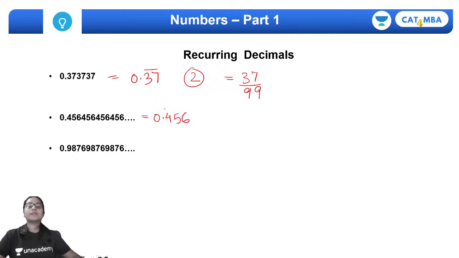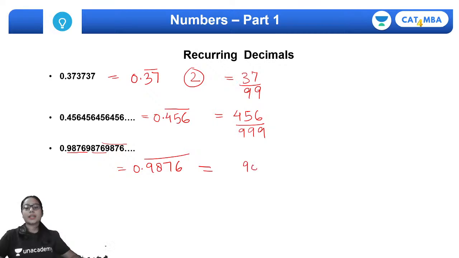Okay. Here, what is this number? 0.456 bar. 456 is getting repeated. Okay, so how many digits are getting repeated? 3. So I will write this number as 456 upon 999. Okay, pretty easy. Let's see this one. So this number is 0.9876 bar. 4 digits are getting repeated, right? 9876, 9876. Okay, so I will write it as 9876, remove the decimal, 4 times 9. Okay, easy. So I hope this is clear.